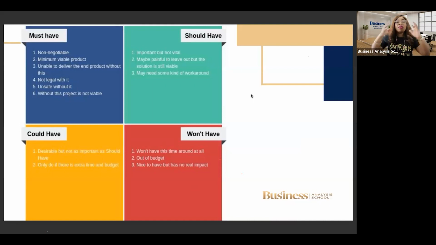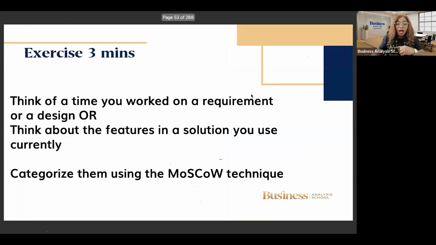So we're thinking about creating solutions, and it cuts across, even beyond banking apps. It could even be process related. We want to think about the must, the should, the could have, the won't have. The MoSCoW technique helps us as business analysts to prioritize our requirements. So think of the time you worked on a requirement or a design, or think about the features in the solution you currently use, and categorize them using the MoSCoW technique.